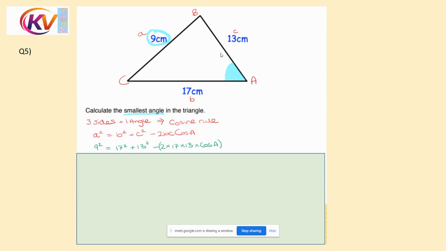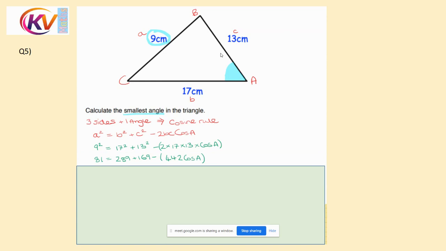And then we can start trying to rearrange it. Now I'm going to show you 2 methods on this one and it's your choice then what you prefer. So this is the standard formula for cosine rule. So we can fill it all in and we can work out all of the values. So 9 squared is 81, 17 squared 289, 13 squared 169, and then 2 times 17 times 13 is 442 lots of cos A. We then want to try and rearrange it.